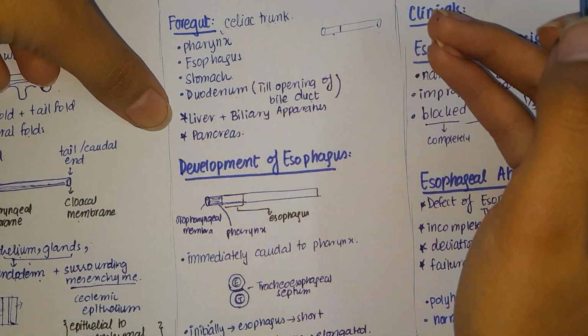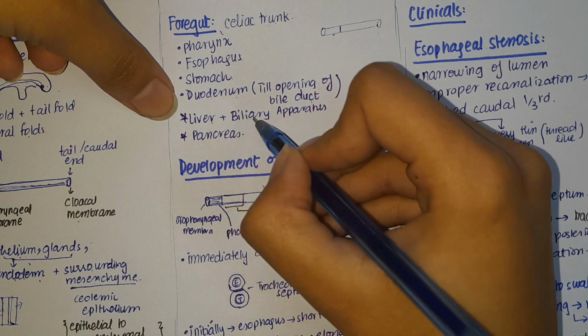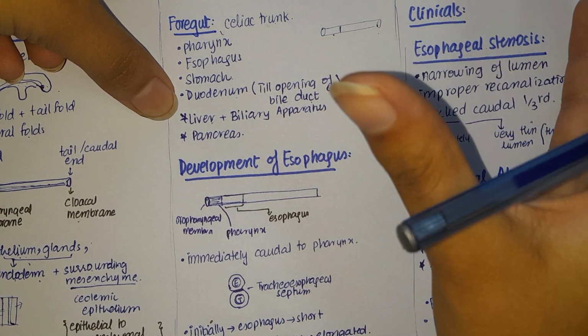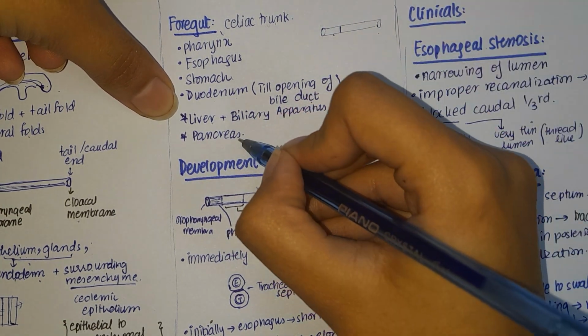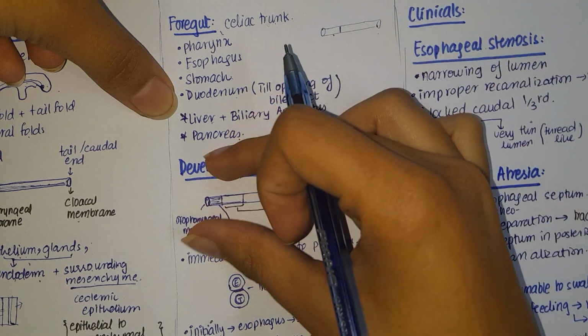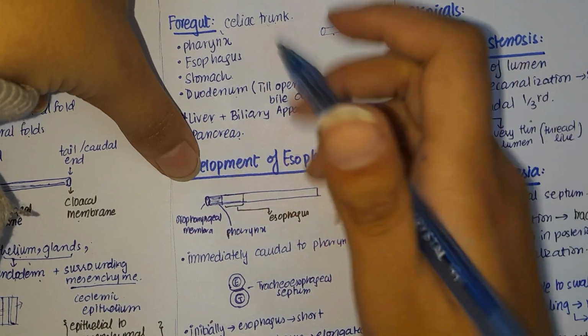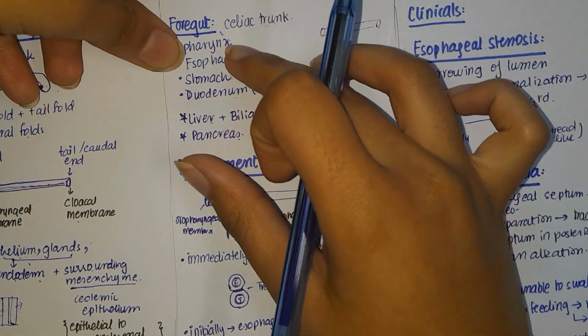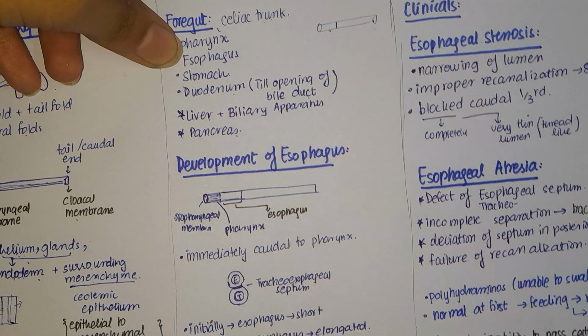But there are some accessory organs that are also formed, like the liver, the biliary apparatus that holds the bile duct, the gallbladder, etc., and the pancreas. Now, first of all, we will talk about the development of the esophagus, and we will skip the pharynx because the pharynx is not a part of the GIT tract.